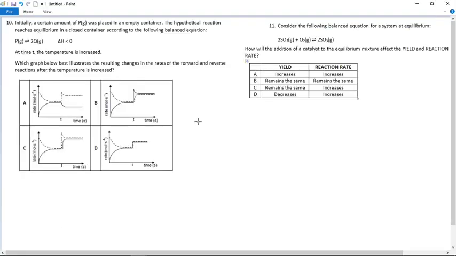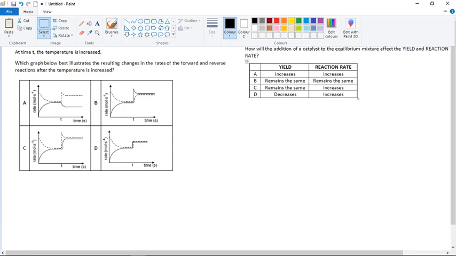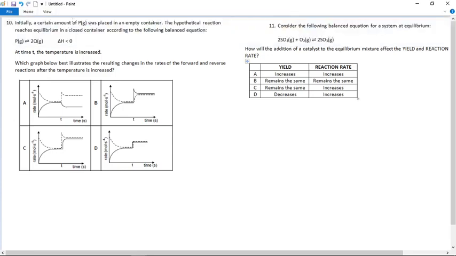So now we come to one of these lovely graphs. Initially, a certain amount of P gas was placed in an empty container. The hypothetical equation reaches equilibrium in a closed container according to the following balanced equation. P goes to 2Q, and they're both gases. Delta H is less than 0. So this one is exothermic.